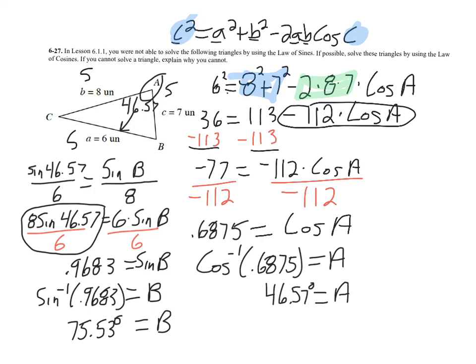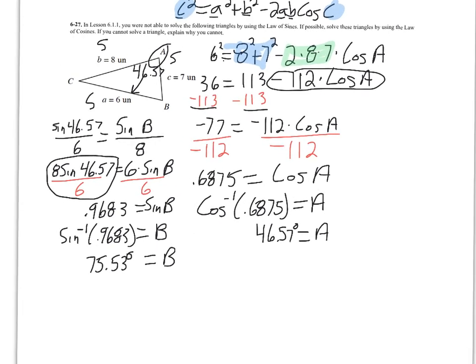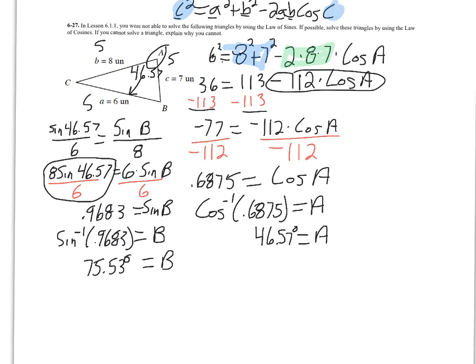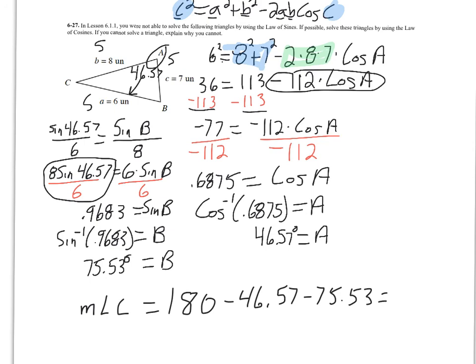And then by your triangle sum property, to find the measure of angle C, I'm going to take 180 minus 46.57 minus 75.53, and I get 57.9 degrees.